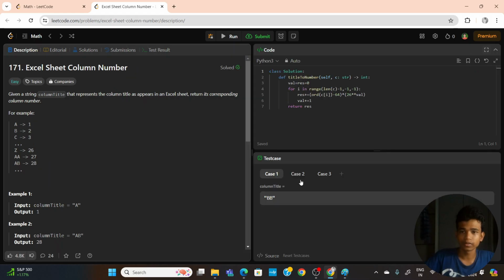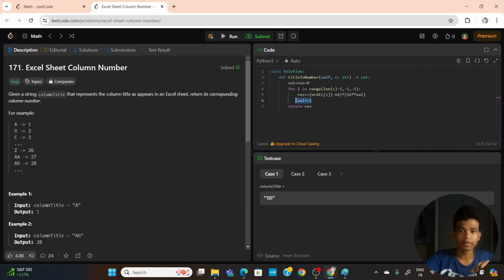Let us see the code. See here. First of all, I'm traversing in reverse because we are taking from right to left. Then result plus equal to ord of c of i minus 64. Why? Because A means 1, B means 2, C means 3. So what is the ASCII value of A? It is 65. Capital A is 65. So 64 will be subtracted such that 65 minus 64 will be 1. 66 minus 64 will be 2. Like that. Now 26 power val.